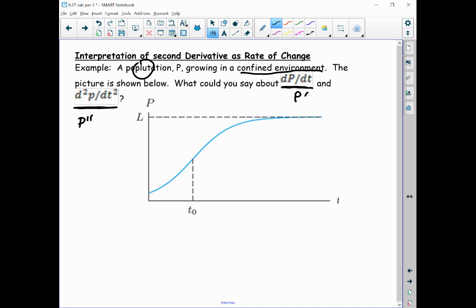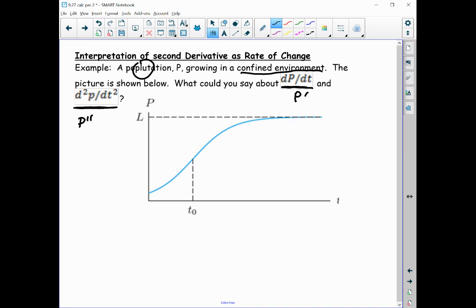So pause me, think about this, and then kind of go through it. I'll give you a second. I hope you've paused me and now you've unpaused me. Welcome back. Okay, here's my graph of P.